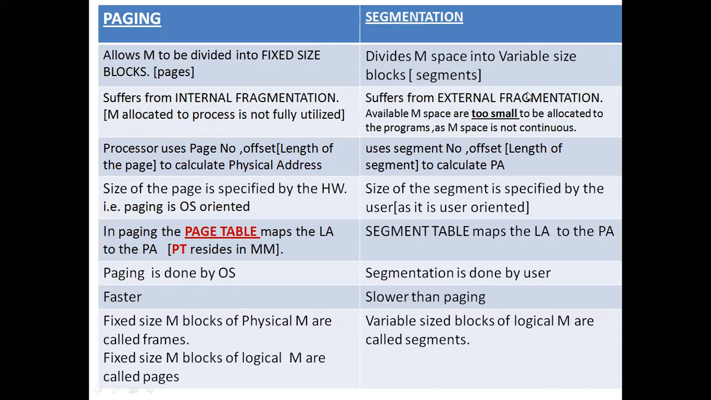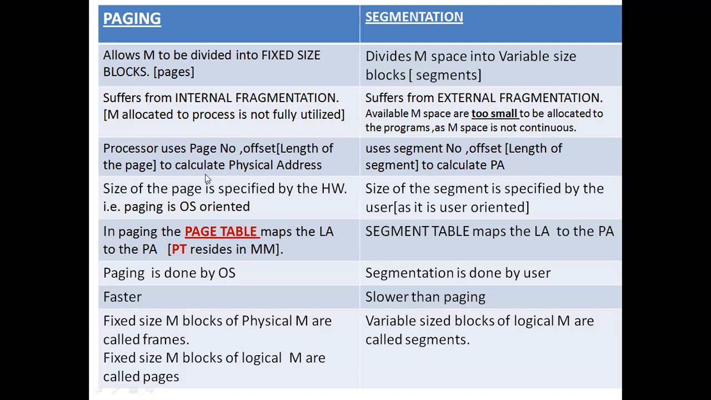Again, the meaning of external fragmentation is that the available memory blocks or spaces are very small, so that I cannot allocate this particular small space for a particular program. Also the memory spaces are not continuous. So this leads us to the external fragmentation, which occurs in segmentation.